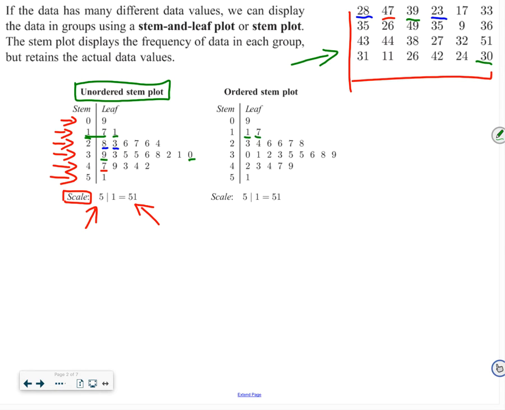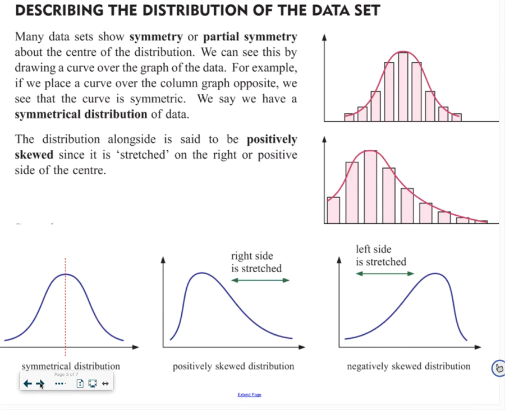If you order them, you just organize the numbers from smallest to largest. So this is 1, 7, 3, 4, 6, 6, 7, 8, repeating the ones that have been repeated, and we're just ordering them. So those are stem plots. Next, describing the distribution of data sets.